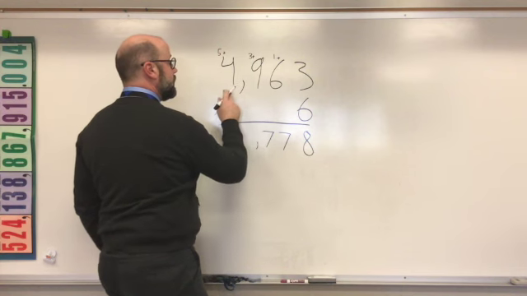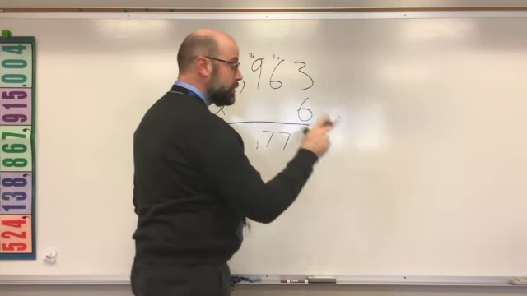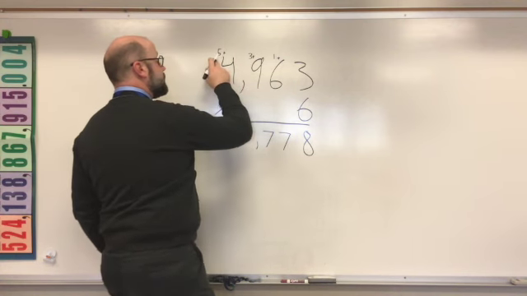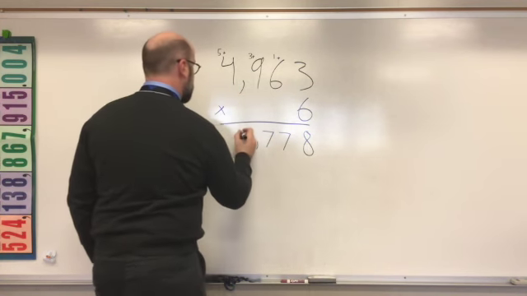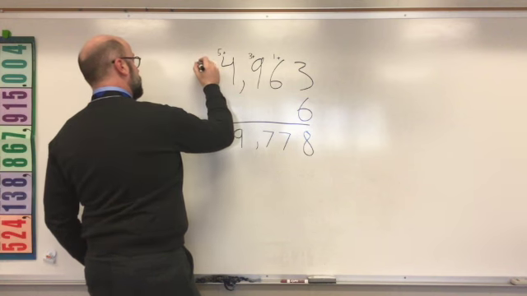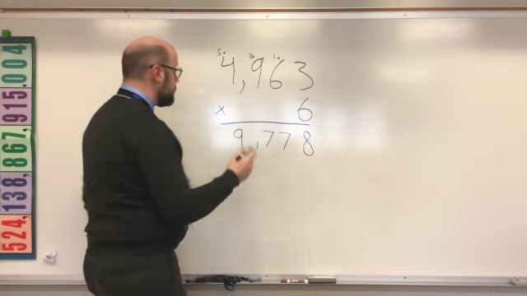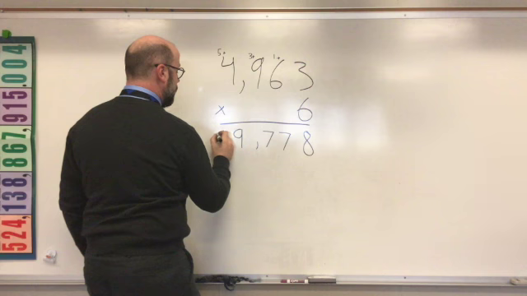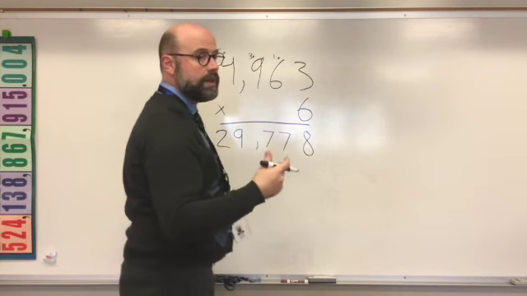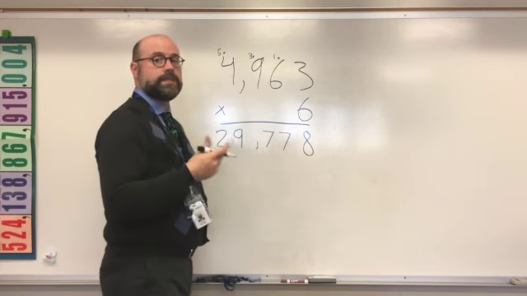6 times 4 is 24. 24 plus 5 is 29. Put my 9 down, carry my, oh, I don't need to carry the 2 over, right? Because there's no more numbers to multiply after the 4. 29,778. That is our product.